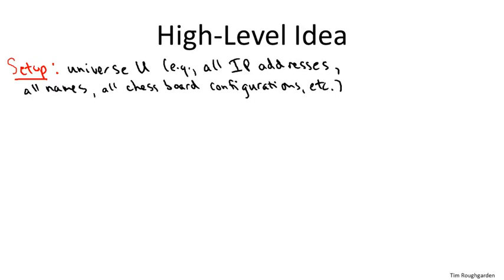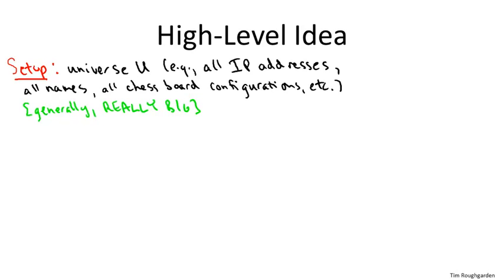And one thing I hope you can appreciate from these examples is that in many cases this universe is really big. So the number of IP addresses is quote-unquote only 2 to the 32. The number of all names, you're probably talking more like 26 raised to the 30. All chessboard configurations I don't even want to think about.